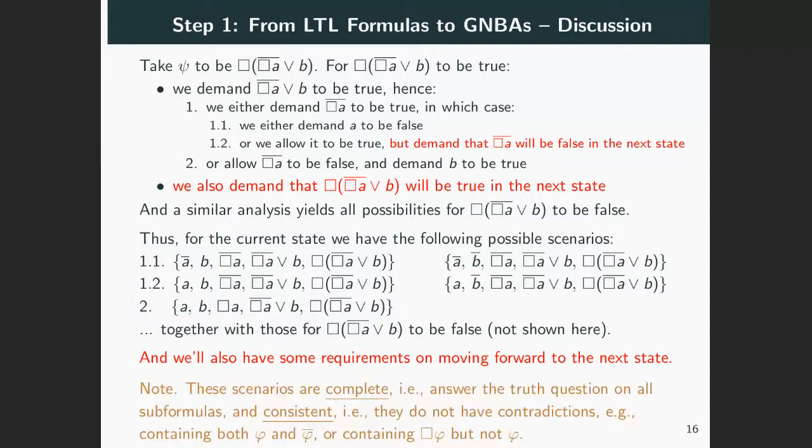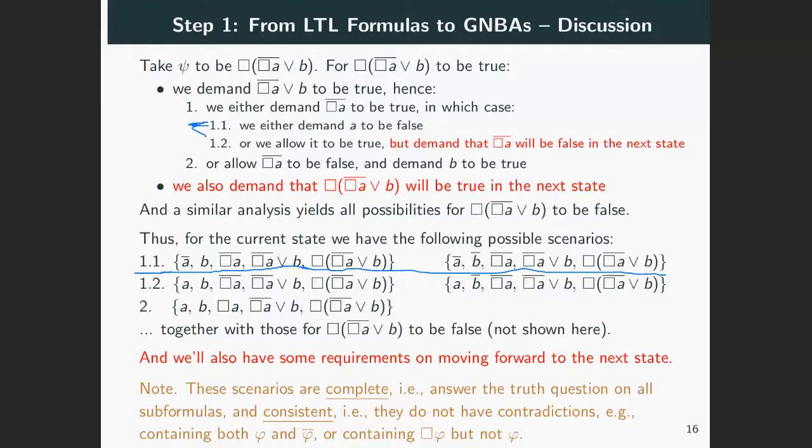Note that the scenarios that we consider are complete in the sense that they decide the truth or falsity of all subformulas of psi. This is why, for example, cases 1, 1 and 1, 2 in our analysis have branched into 2 scenarios, depending on the truth or falsity of B. So these 2 scenarios correspond to case 1, 1 in our analysis, for example. So no subformula is ignored.